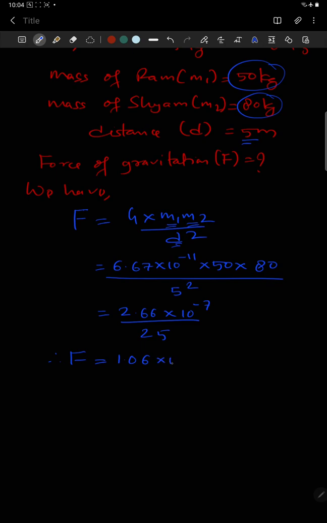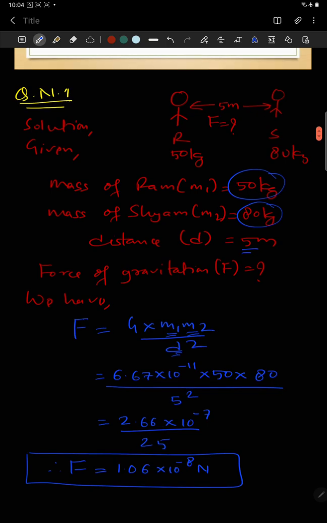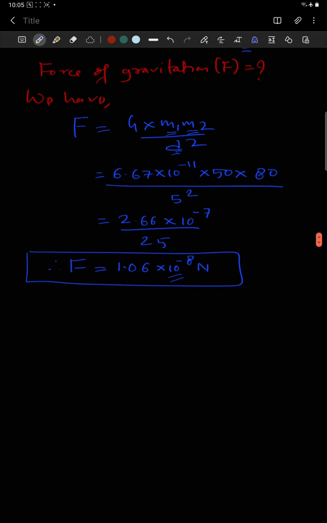1.06 into 10 to the power minus 8 Newton. So this is our final answer. That means when Ram and Sam are standing 5 meters apart, then the force of gravitation between them is 1.06 into 10 to the power minus 8 Newton, which is a very small value. So that is why Ram and Sam cannot feel the force of gravitation between them, because it is a very small amount. So let us conclude it.